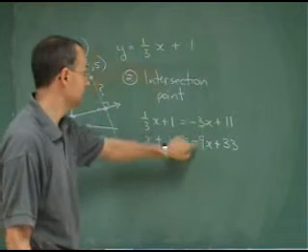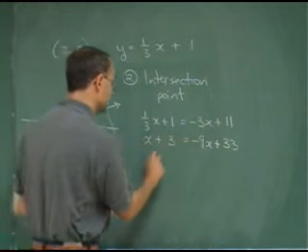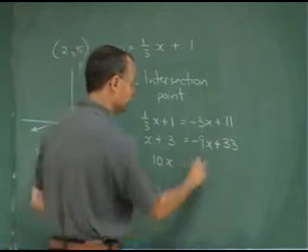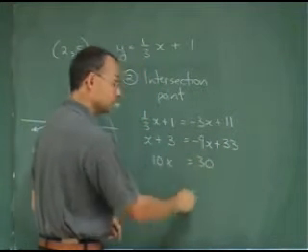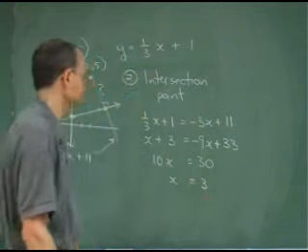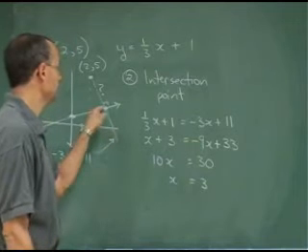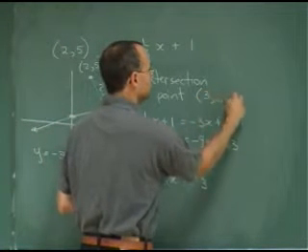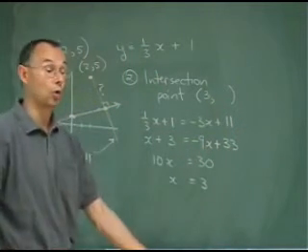I'll add 9x over to this side. So we have 10 x's. And we'll take 3 away, leaving us 30. So I divide by 10. X turns out to be 3. So now, of this intersection point, we have the x coordinate is 3. We need the y coordinate.